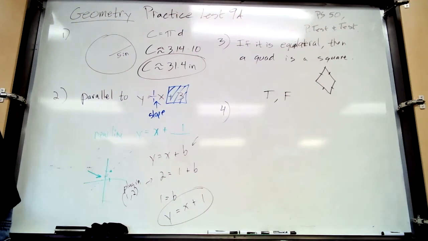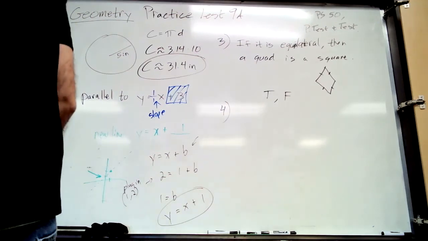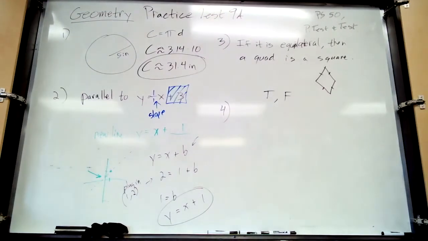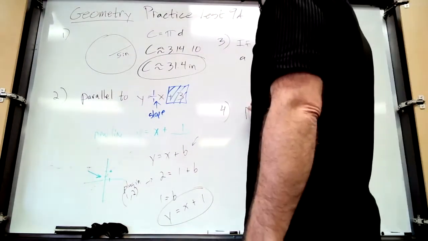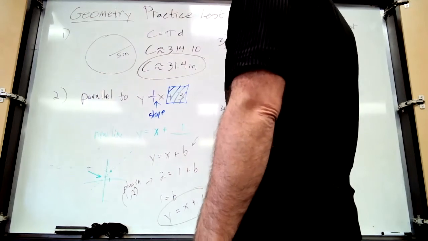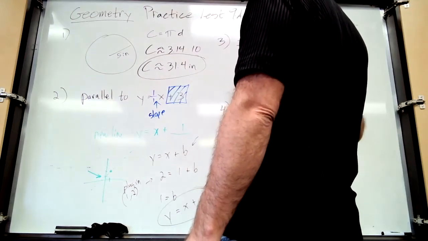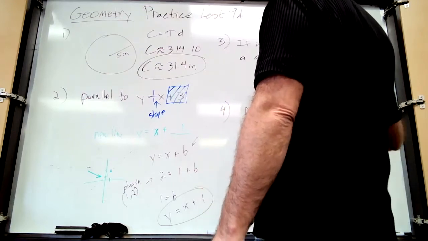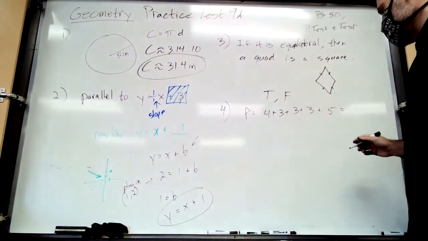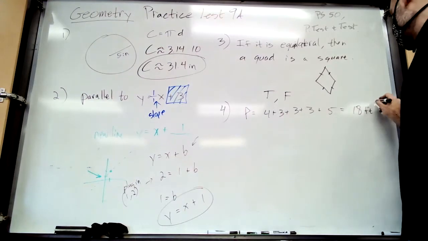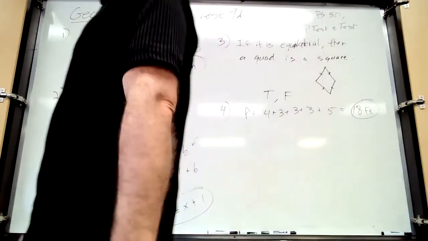All right. Find the perimeter of this. You don't care about that dotted line. Perimeter is outside, so just add them up. Probably the easiest question on the test. 4 plus 3 plus 3 plus 3 plus 5. What's that? That is 9 and then 9 plus again, and that's 18. All right, boom.